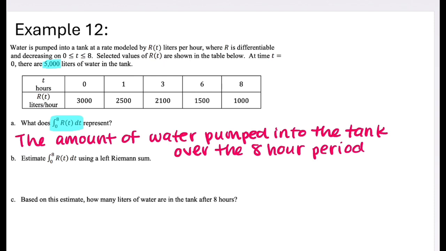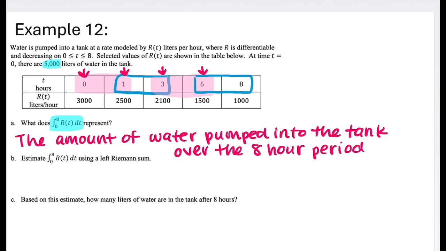And then it says to estimate the integral from 0 to 8 of R of t dt using a left Riemann sum. Okay, now it doesn't tell us the subintervals. If it ever doesn't tell you the amount of subintervals, just use the ones provided in the table. So I'm going to have one interval from 0 to 1. Then I'm going to have another interval from 1 to 3. Then I'll have another one from 3 to 6. And then a final interval from 6 to 8. Okay, and I'm going to be using left Riemann sums, which means I'll be using the left endpoint for each of these intervals. Now, since they're in the table, all the widths are not going to be the same.